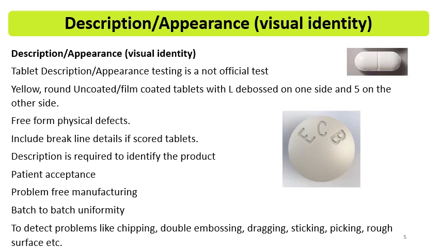Description is required to identify the product. It is required for patient acceptance, and it also gives information regarding problem-free manufacturing and batch-to-batch uniformity. Also, manufacturing defects can be understood from this visual description test, whether there is chipping, double embossing, dragging, sticking, picking, rough surface, or any coating defect or shade variation. These are the important things which can be understood from the description test.